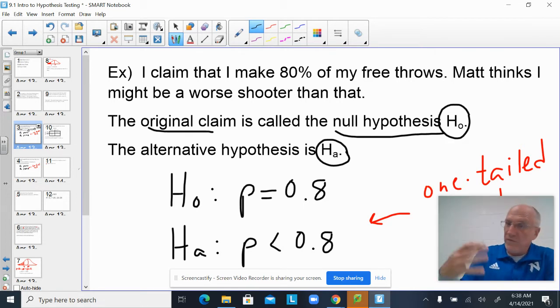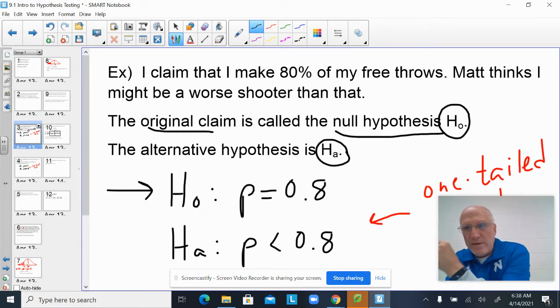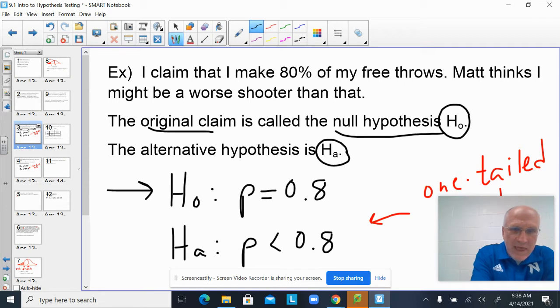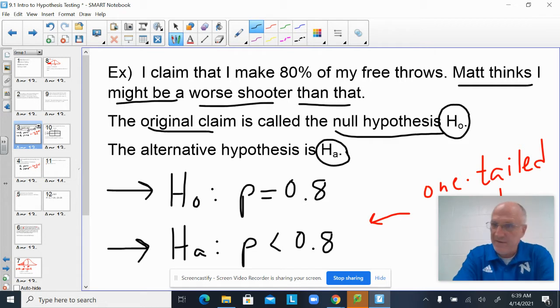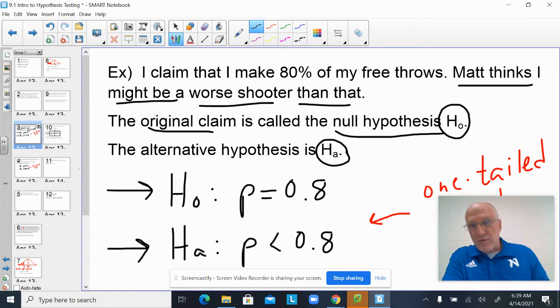So the first thing you'll be asked to do is just to list two hypotheses. Here's my null hypothesis, that P equals 0.8. That's my original claim: I claim that I make 80% of my free throws. This example happens to be about a proportion. It could similarly be about a mean. And then the alternative: Matt thinks I might be a worse shooter than that. So he thinks my proportion of made free throws is less than 0.8. That's the alternative hypothesis.